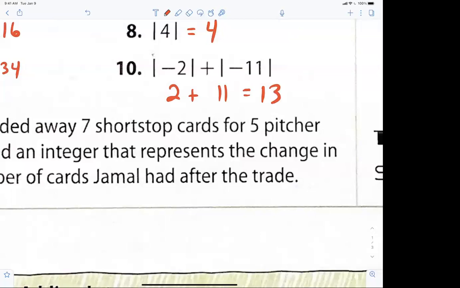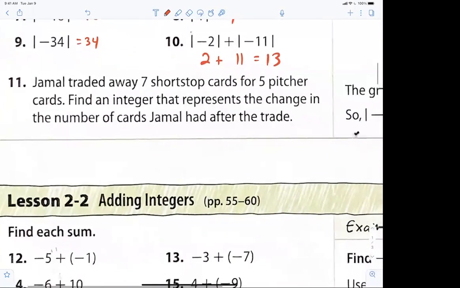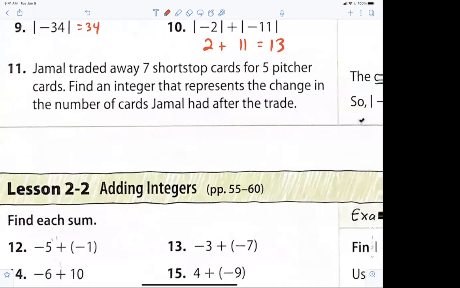Good. Sophia, it always seems like you're doing the word problems. Oh, hold on, Matt. Yeah, of course. You can always go to the restroom. Just hustle back. All right, Sophia, reading. Jamal traded away 7 shortstop cards for 5 pitcher cards. Find what each trade represents as the change in the number of cards Jamal had after the trade.